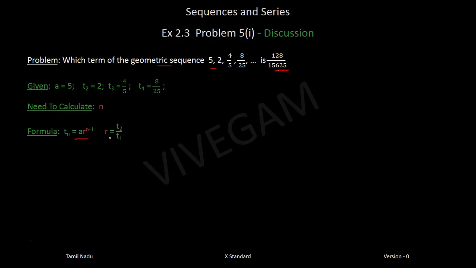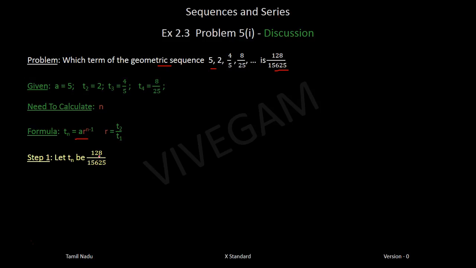Next step, write the formula for r. R equal to T2 by T1. Both T2 and T1 are known, which means r can be calculated. Once r is calculated, go back to this equation, then you will be able to solve for n. It's pretty simple, right? So let's write the steps.